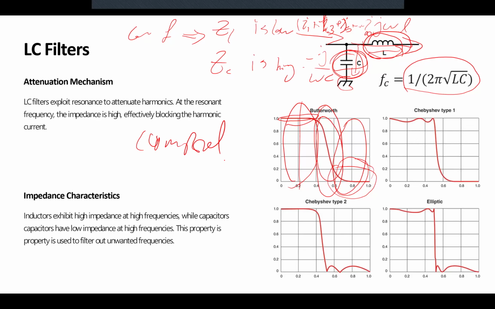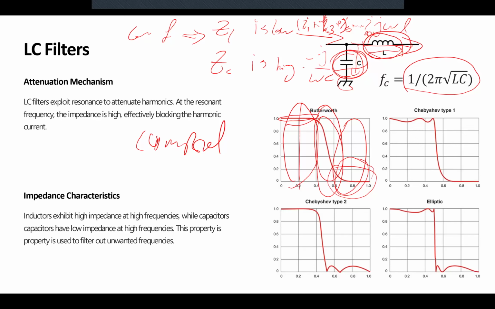Lumped model against distributed model. Another way is the distributed model, where you don't represent an environment with one parameter or one component. It is a network of several components. That's the distributed model. So this is the difference. This formula is based on the lumped model.